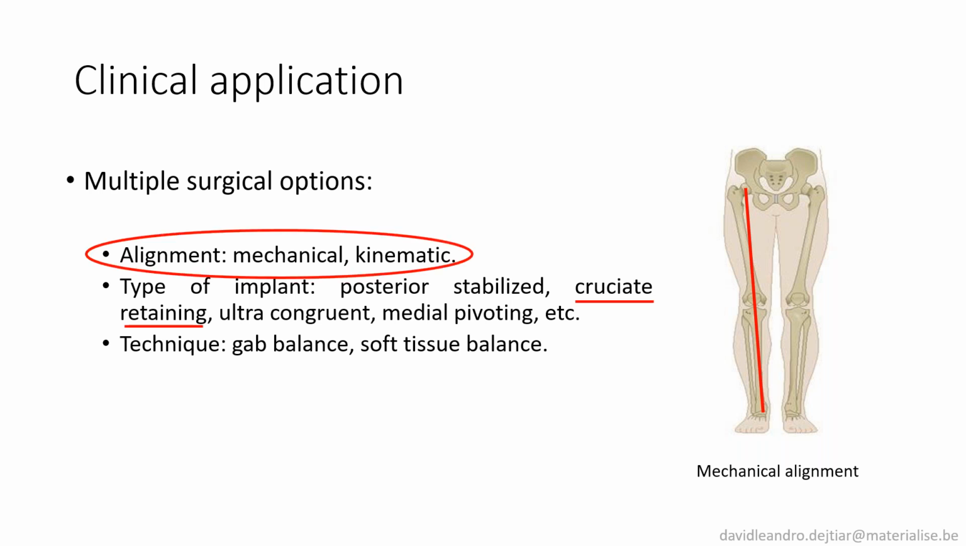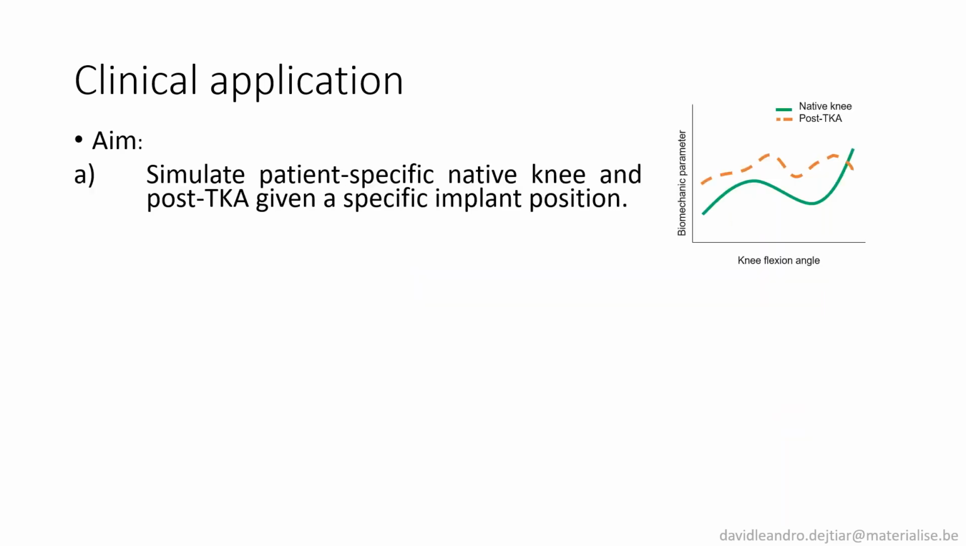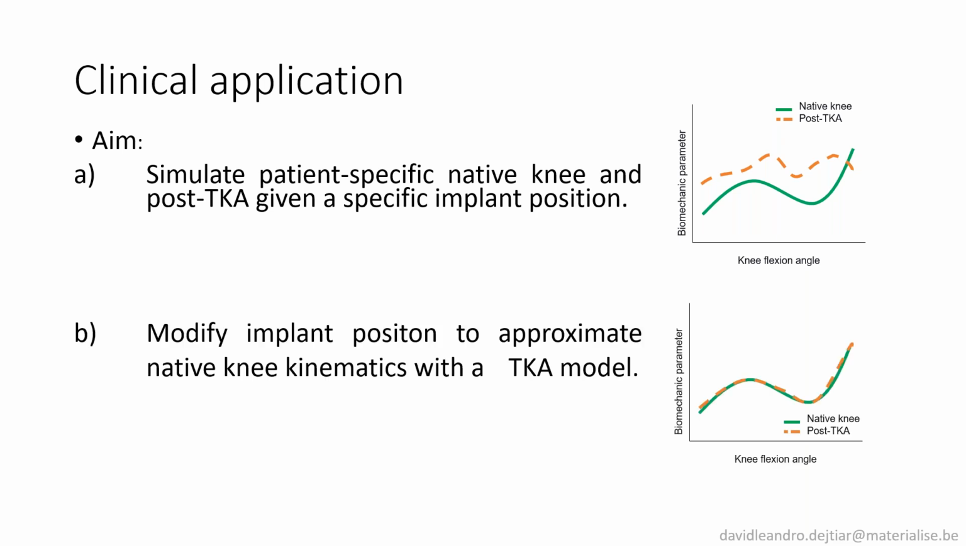For our project, we will only focus on optimizing the alignment with a cruciate retaining implant. Then, the specific goal of this project is first to simulate a patient-specific knee based on magnetic resonance images used to plan the surgery, and also with the implant in a post-total knee arthroplasty model. A second objective is to develop a tool which will allow us to modify the implant position that will result in the closest post-total knee arthroplasty kinematics to the natural knee.